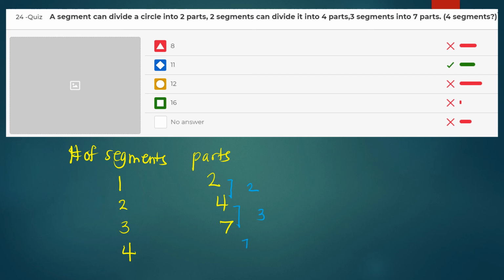So most probably, for the next one, after 2, 3, the difference between the next number and the previous number will be 4. That is the same as adding 4 to the previous number, which is 7. Therefore, our answer here is 11. 11 minus 7 is 4. So the correct answer here is 11.